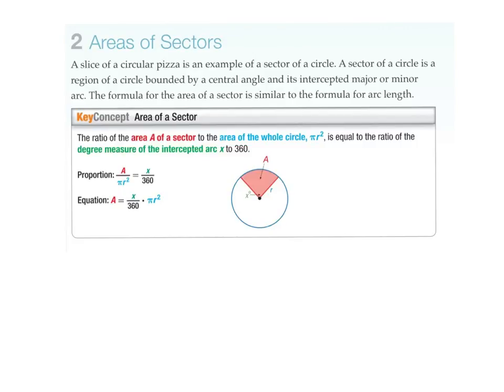So now we're looking at the area of the sector, and here's the equation that you're interested in. The area equals whatever x is, in other words, whatever the angle is, over 360 times pi r squared.